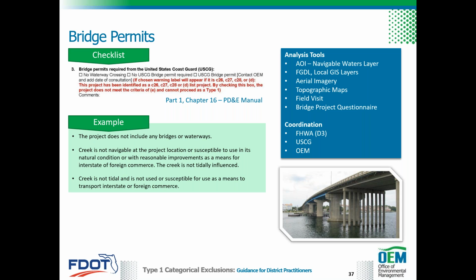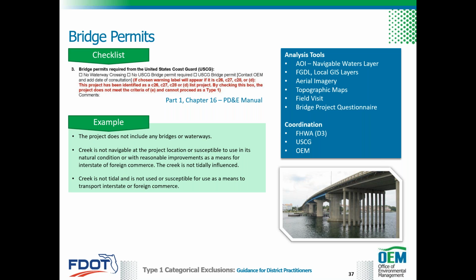A U.S. Coast Guard bridge permit may be required if your project involves modification to or replacement of a bridge over navigable waters. Now, most maintenance projects on bridges in navigable waters of the U.S. are exempt from the requirement of a bridge permit. But to determine if navigable waters are present, you can use the AOI tool, which has a navigable waters layer, or other GIS layers and imagery as available. A field visit is recommended to verify whether the waterway is navigable.